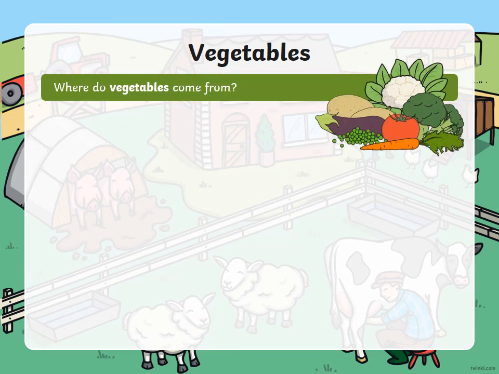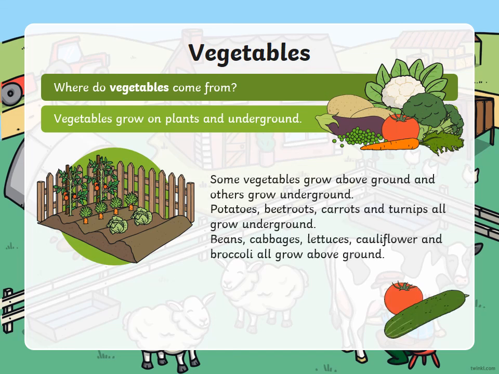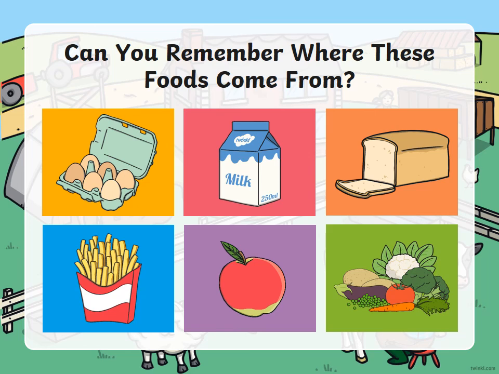Vegetables. Where do vegetables come from? Vegetables grow on plants and underground. Some vegetables grow above ground and others grow underground. Potatoes, beetroots, carrots and turnips all grow underground. Beans, cabbage, lettuce, cauliflower and broccoli all grow up. Can you remember where these foods come from? Next time if anybody asks you, you must be familiar. This all comes from a farmer. And the farmer plays an important role in our life as he provides us with food.